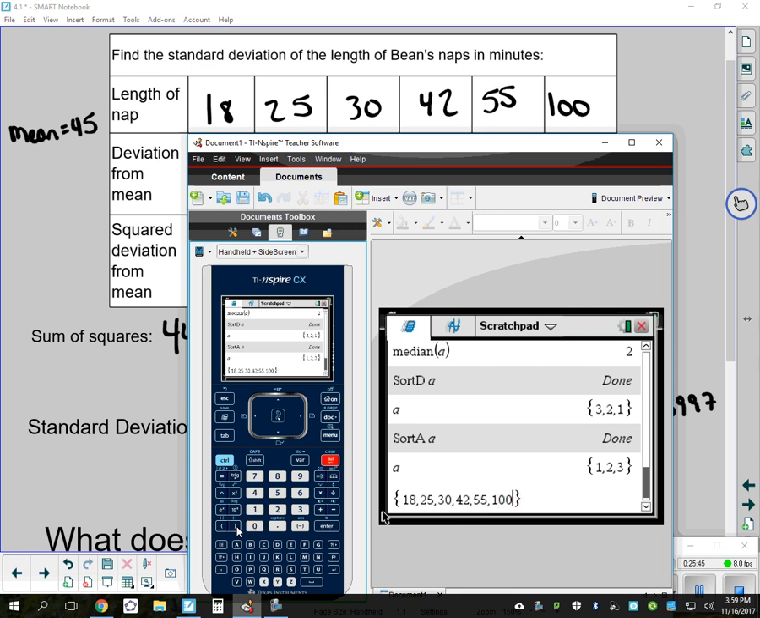Oops. Okay, see how easy that is to type something wrong? Make sure you check your numbers. I want to store this. I'm going to store it as A, which means it's just going to overwrite what I already had in there as A. You could pick a different letter if you want to.